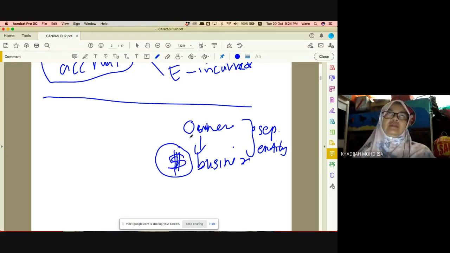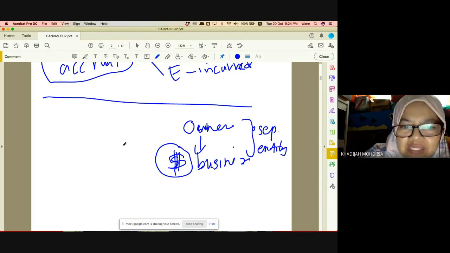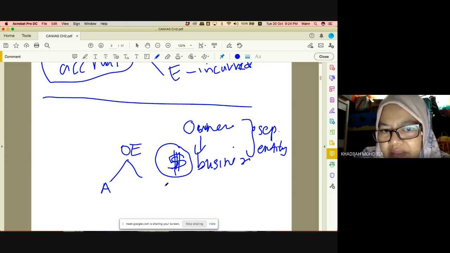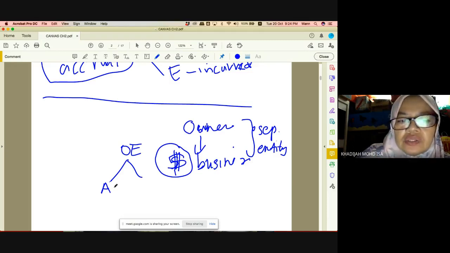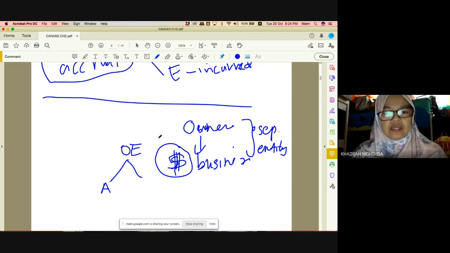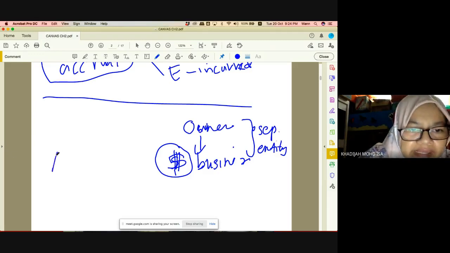How is it reflected? This one is your OE. And with this OE, you're going to buy assets in the business. So when you want to buy an asset in the business, you use the OE money. When you want to buy an asset in the business, how can you buy?